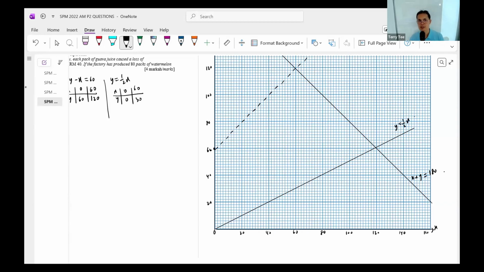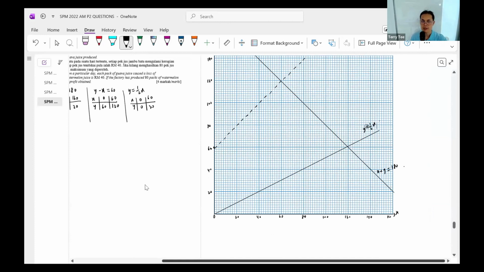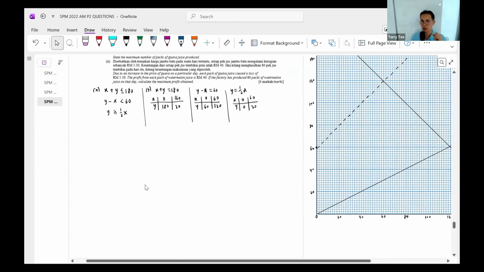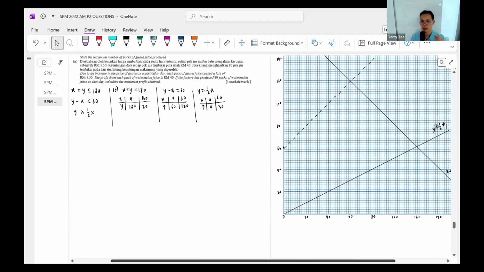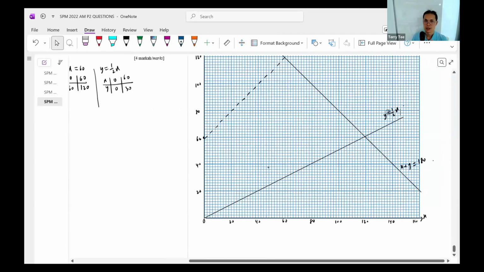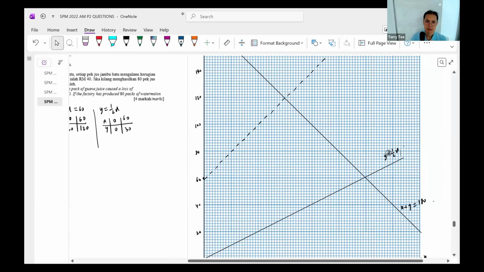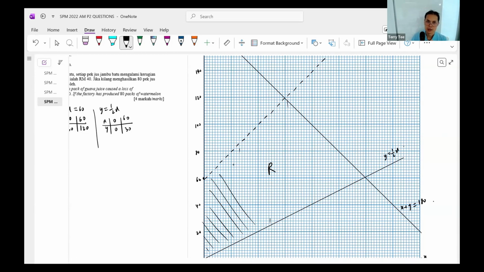So where's the region? You want the region to be below for the first one, below for the second one, and on top for the third one. Below, below, on top. I normally label the region R. So it is below this part, below this part, and on top of the last line. So it's this region here. This is my shading.